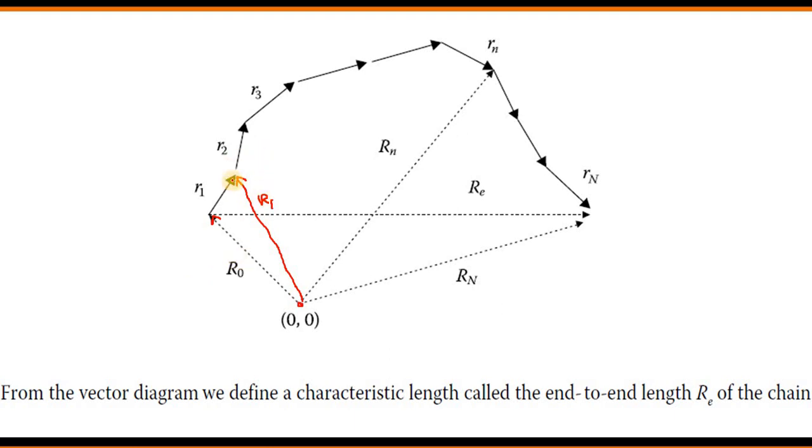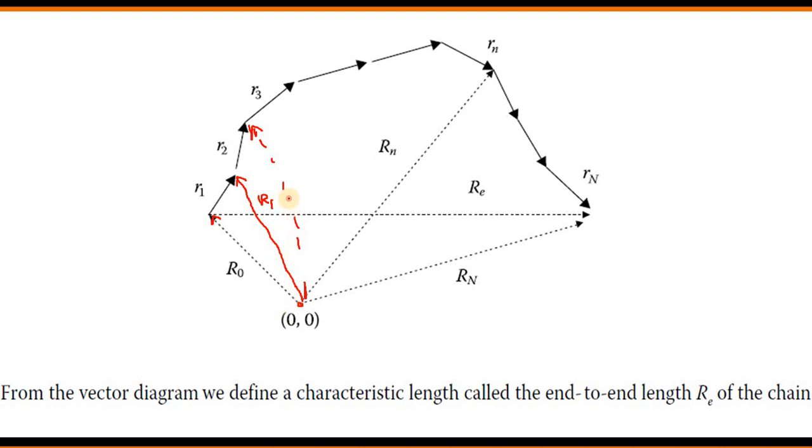Now the first monomer's head and the second monomer's tail are at the same position. So R1 will do the job of R0 for the second monomer, and you can draw another vector from this point to your origin. You join it like this. This is going to be the vector, and this is your R2, right? This is how you define them in terms of position vectors.